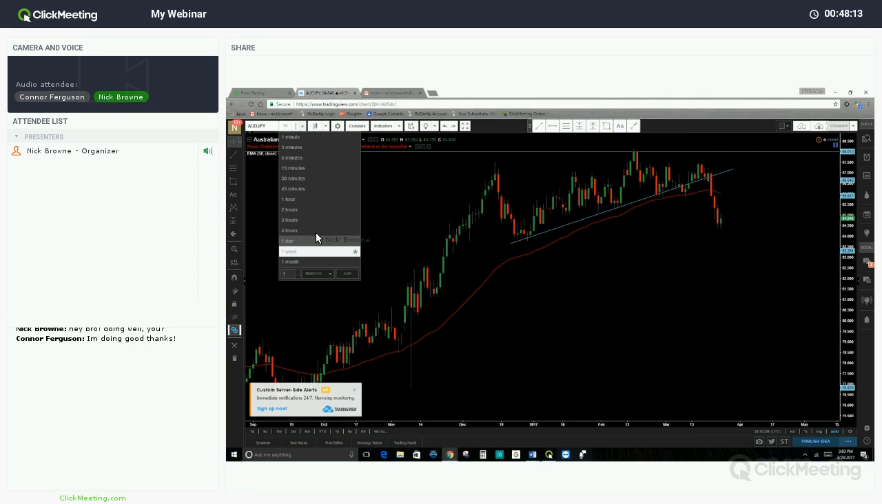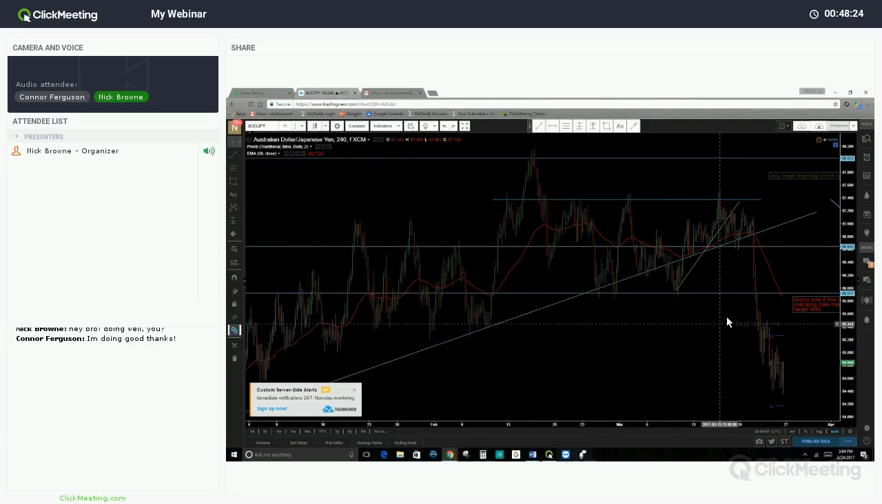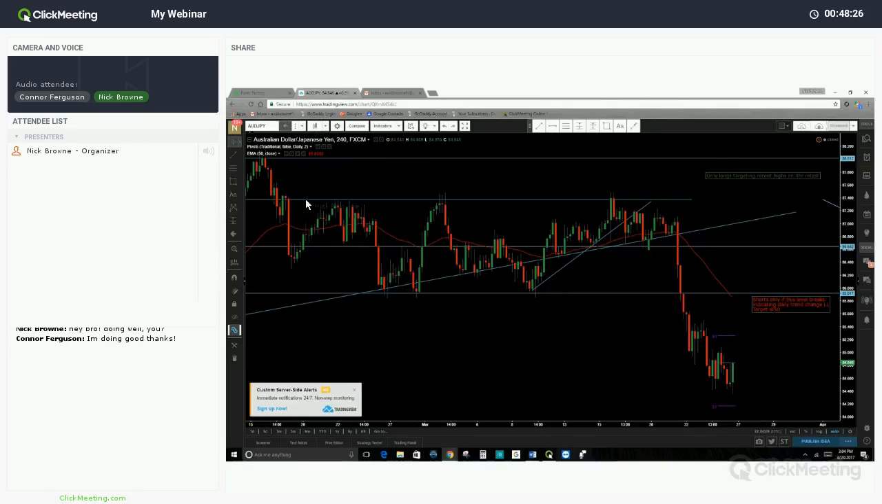I bet the 4 hour 50's got to be around that. What is that, 86 ish? It's probably around the daily as well. If you get a retest of this level, that would be a great shorting area. Yeah, definitely.